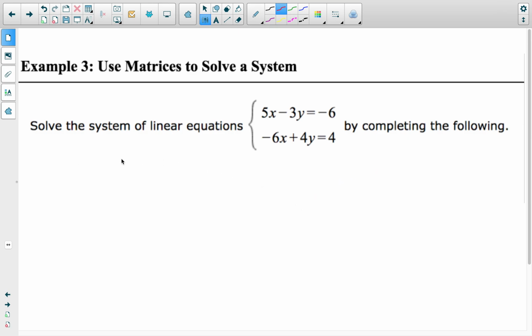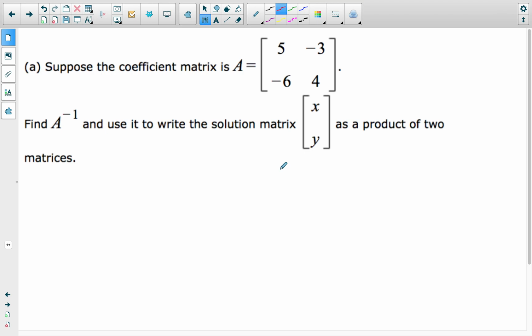All right, it's asking us to solve this system by completing the following. This is a really popular question on Alex, which is why I'm going through it in the notes. All right, so our system is 5x minus 3y equals -6, -6x plus 4y equals 4. Part A says, suppose that the coefficient matrix is the following.